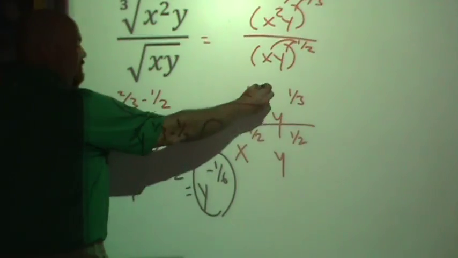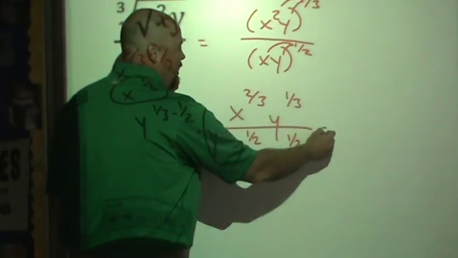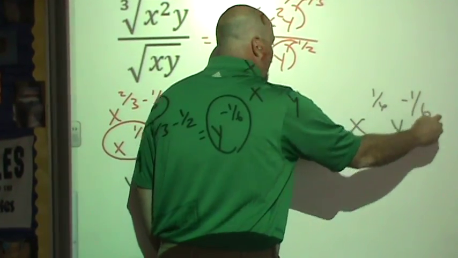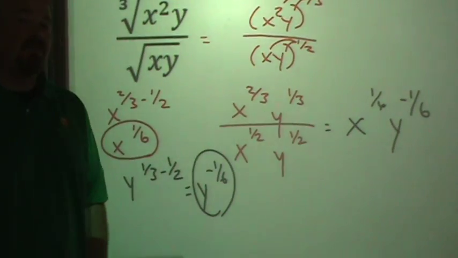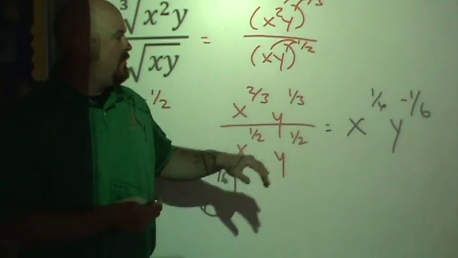So these powers simplify to here. These two powers simplify to here. So my overall value is here. X to the 1/6, y to the negative 1/6. Lots of different ways that I can go with this, and we're going to go there just so that we become more comfortable practicing these.